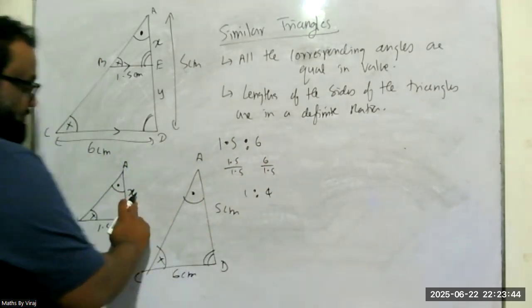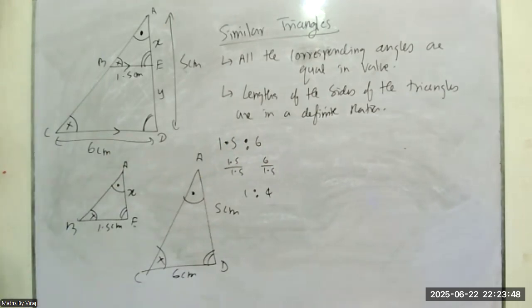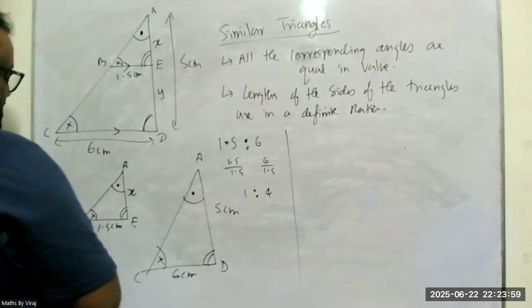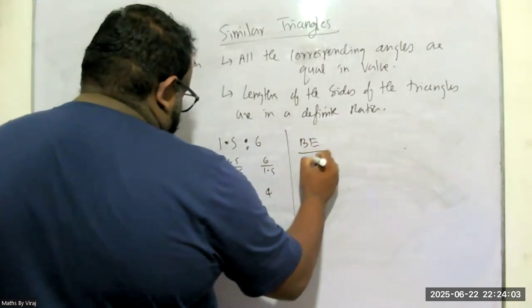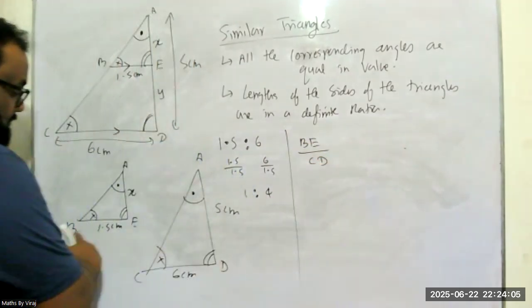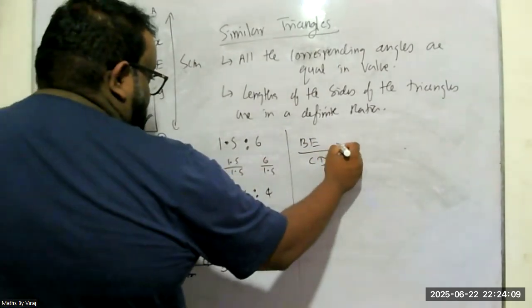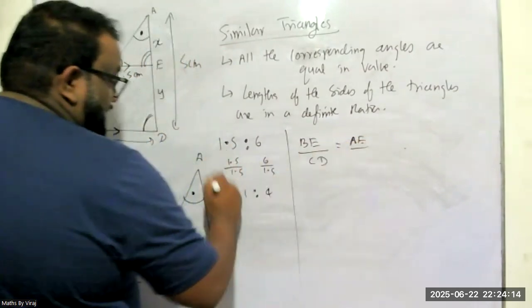So these two sides should be in the ratio 1 is to 4. Am I clear? Now how do you understand this? There are two sides that are known. I will write BE over CD. The ratio BE over CD should be equal to AE over AD.